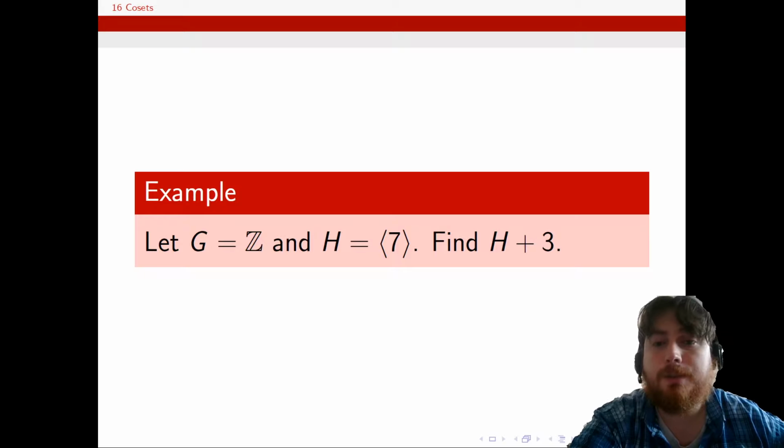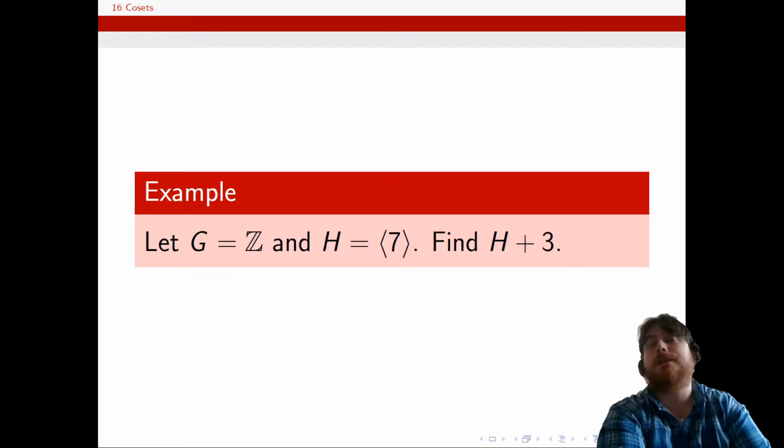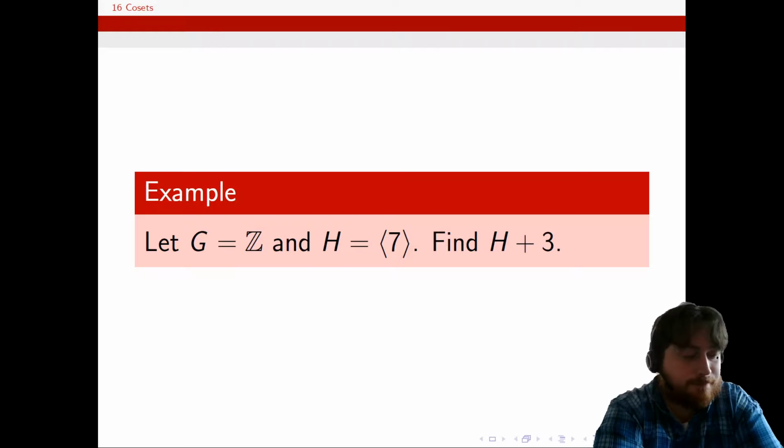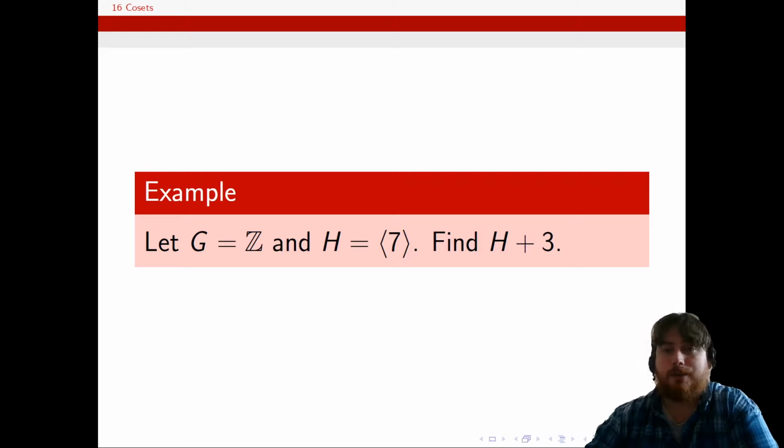Very good. So H will be elements of the form 7 times an integer. So H plus 3 will just be all the things of the form 7k plus 3. So it'll be the set consisting of 3, 10, 17, 24, and you can go backwards too, so -4, -11. And so it'll look like all the things that are congruent to 3 mod 7. And so that's what my coset would look like.